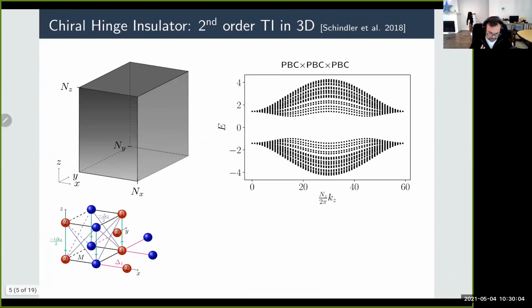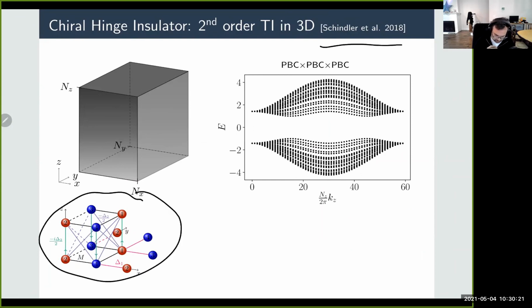So let me explain the model that we have used. And first, the non-interacting model. The model that we will use was developed by Schindler and collaborators in 2018, and it can be summarized like this. You have here the tight-binding model that we use for these chiral hinge insulators. It has 4 atoms per unit cell, and you have several couplings, and it can be seen as the charge pump version of the quadrupole model, which is the simplest higher order TI you can build.